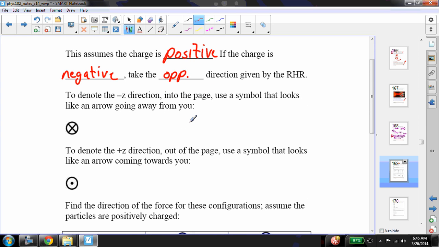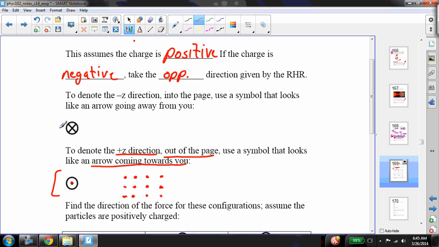I've already used one of these to denote coming out of the page. This was the symbol that I used to come out of the page. If you've ever had an arrow that's coming towards you, this is what it looks like. This is the point of the arrow, and then we just put a little circle around it. Sometimes you won't see the circle. Sometimes we'll use just a dot. For example, if I have a region with a magnetic field, I'll just use a bunch of dots. And that just means that it's coming out of the page. So that symbol is out of the page. That's also what we'll call the plus Z direction, or you might see it as the plus K direction.